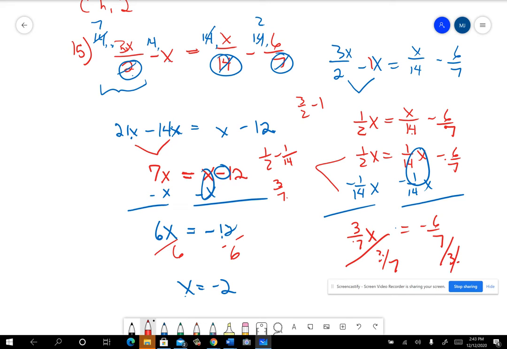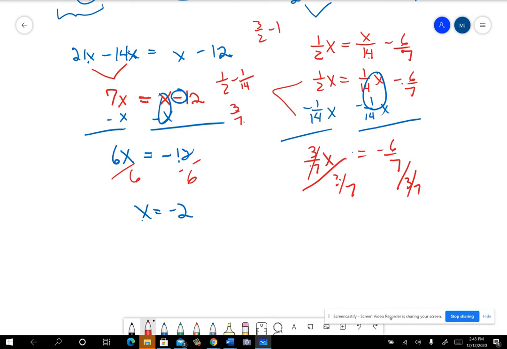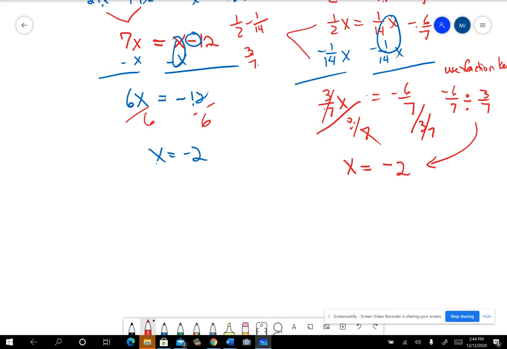So this is the approach if you're not going to clear fractions and you're going to use your fraction keys. So 3/7 divided by 3/7 would leave you just x. And then when you do that on your calculator, it would wind up giving you negative 2. Just type it in as negative 6/7 divided by 3/7 using fraction keys. Okay. And it would give you negative 2. So you can just keep the fractions and use your calculator.